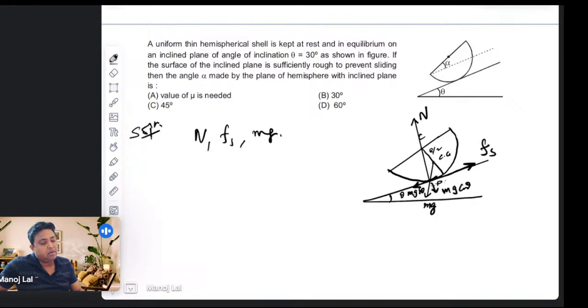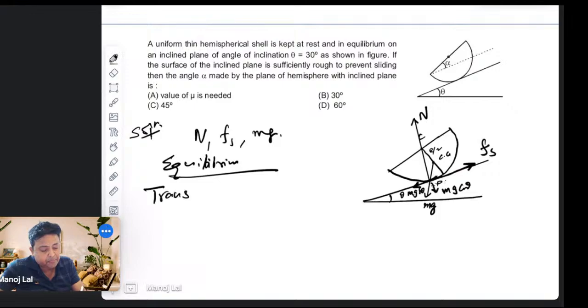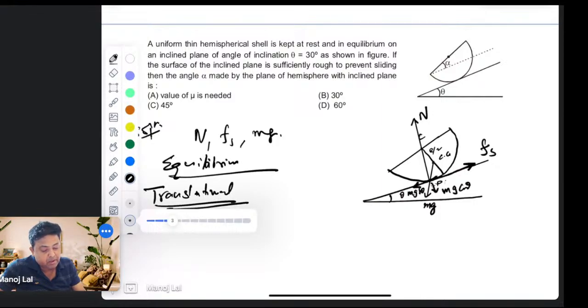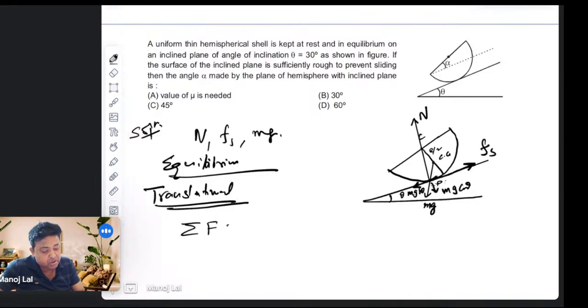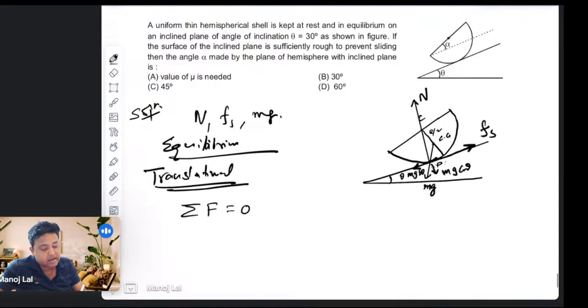All right. So let us see the condition for equilibrium. Let's apply it. So that will be for translational equilibrium. We can say the net force must be zero, right? So along the plane, mg sine theta minus fs is equal to zero, and we come to know that fs is equal to mg sine theta.